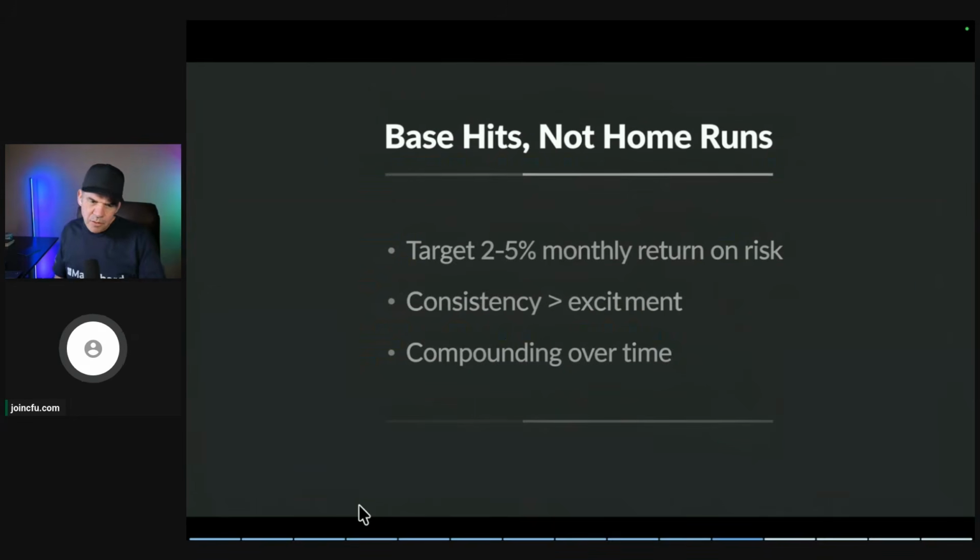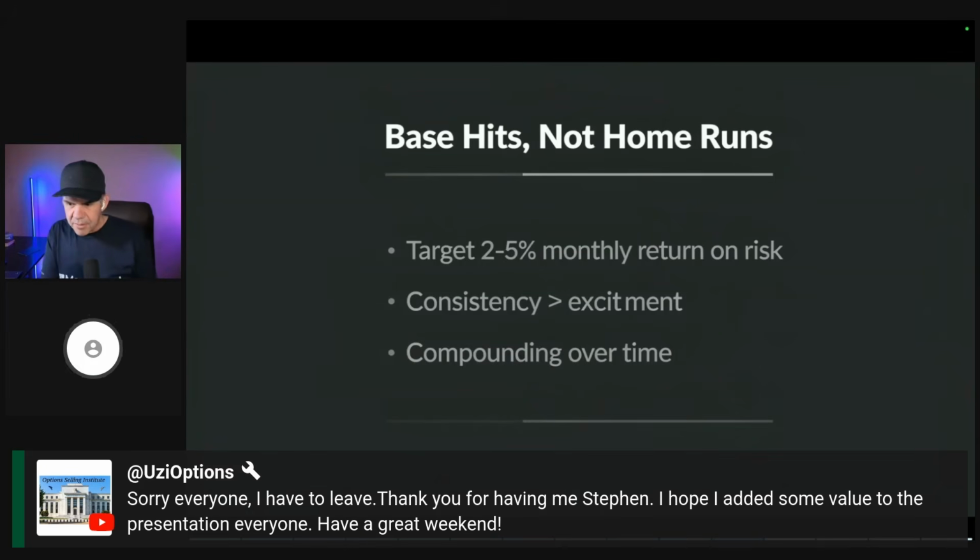Base hits, not home runs. One of the best things about coming into Cashflow University is you get to see different trading styles across our pro traders and also some of our member traders too. So thanks a lot, Uzi, for being with us.